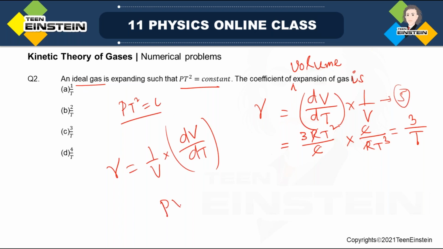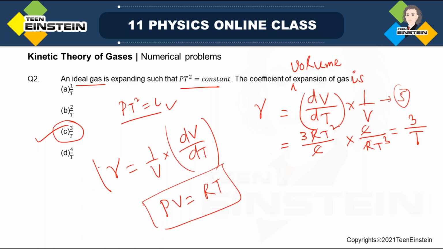You can anytime write PV is equal to RT. This equation of state you can use anytime for an ideal gas. So if we replace P from here in the given equation, then we'll get a relationship between V and T. From there we can find out dV by dT, and V also we will find from here itself if we replace P. So that's how we have solved this problem. So 3 by T. The third answer, option C, is the correct answer for this question. So you have to remember this key point.